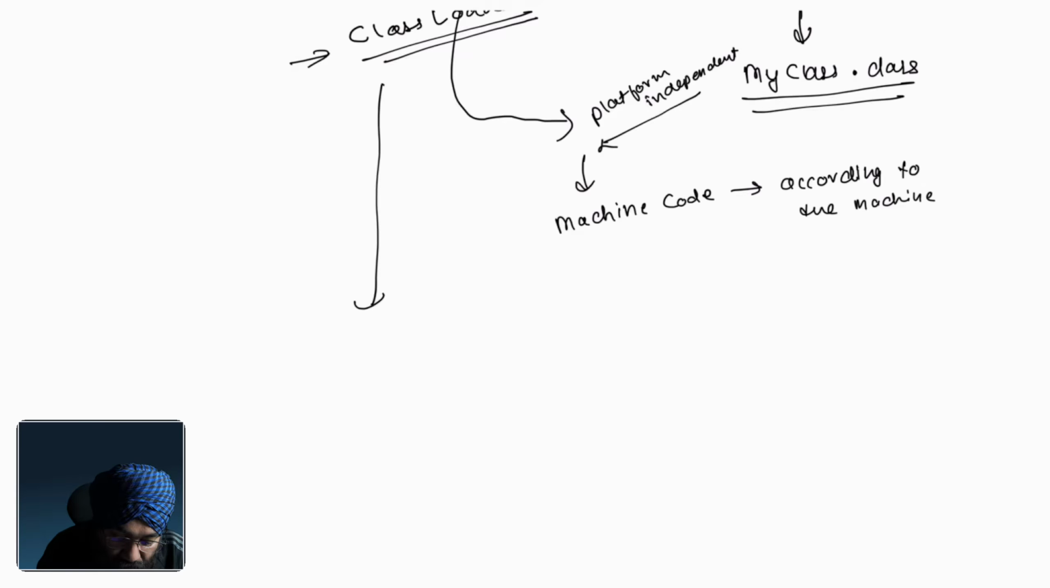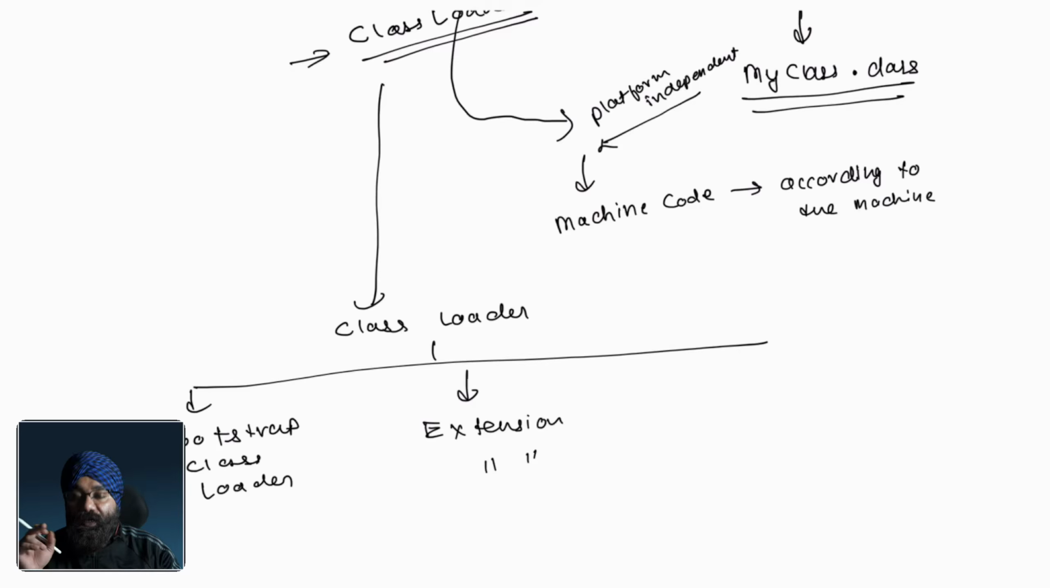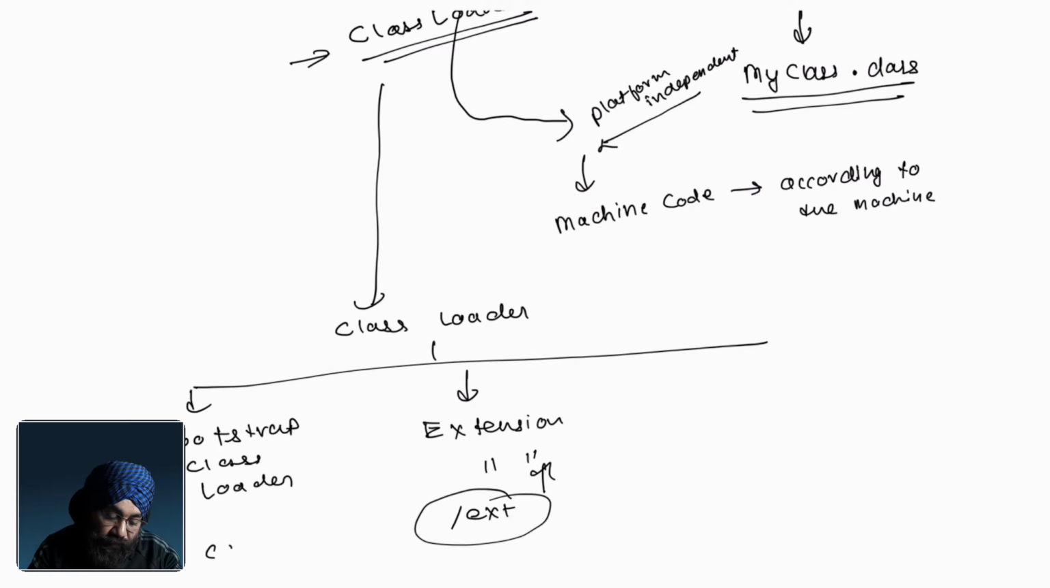There are three types of class loaders. The first is the bootstrap class loader. This bootstrap class loader loads the core Java libraries into the memory. Then we have the extension class loader. In Java we have an ext directory in the JDK setup. If you place any classes or jars inside that ext directory, it will load those files into the memory.